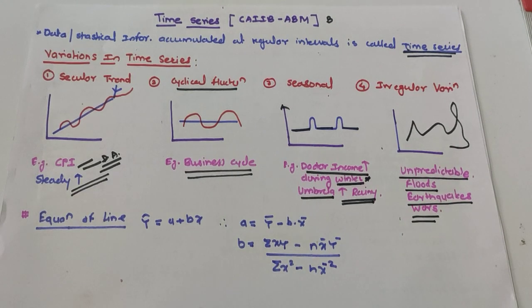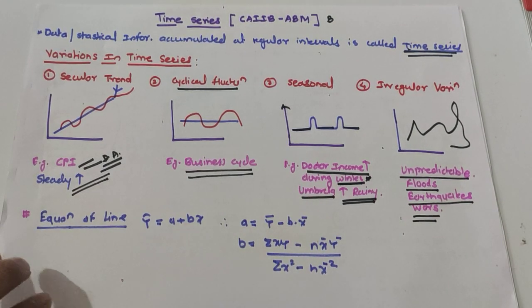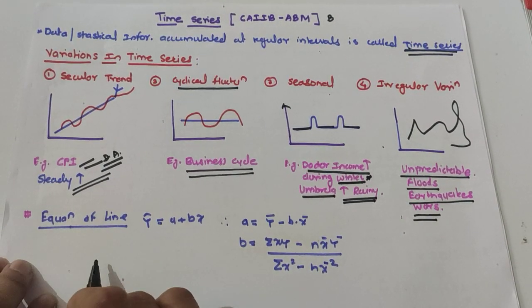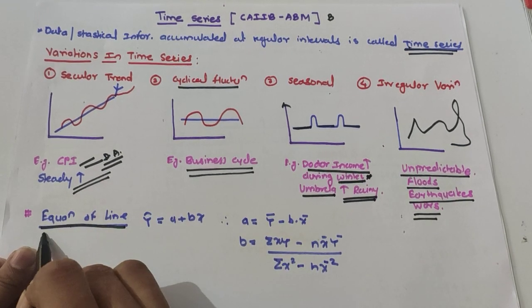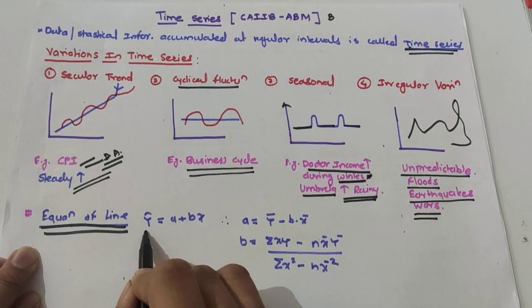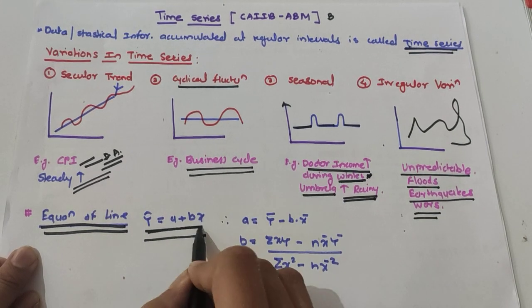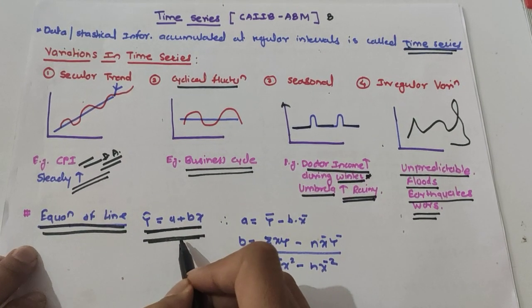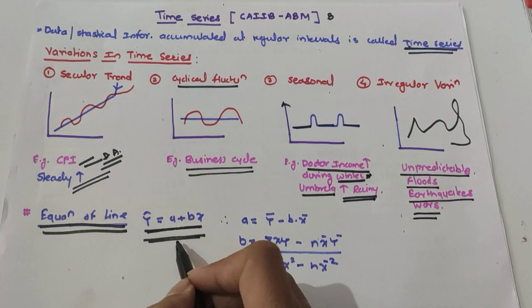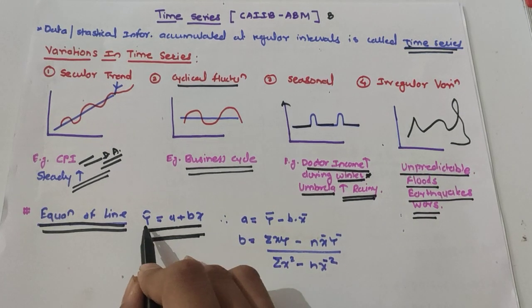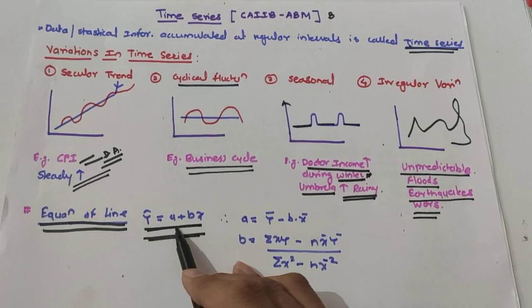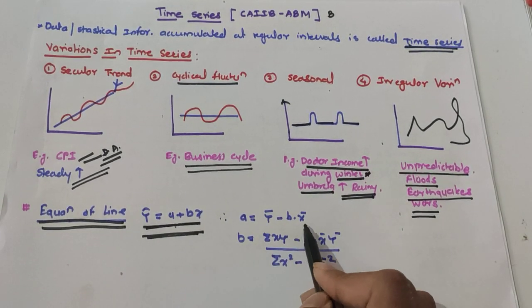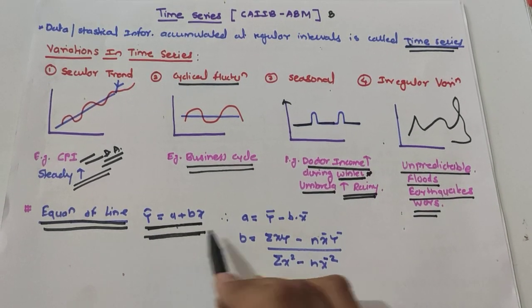So friends, while solving the numerical, you will require some formulas. See, here is the equation of line. In very basic, y is equal to a plus bx, that is the equation of line. You might have studied in your school days, right? So that is necessary here. Y cap is equal to a plus bx. What is the value of a? A is equal to y bar minus b x bar. Just move to the left side.